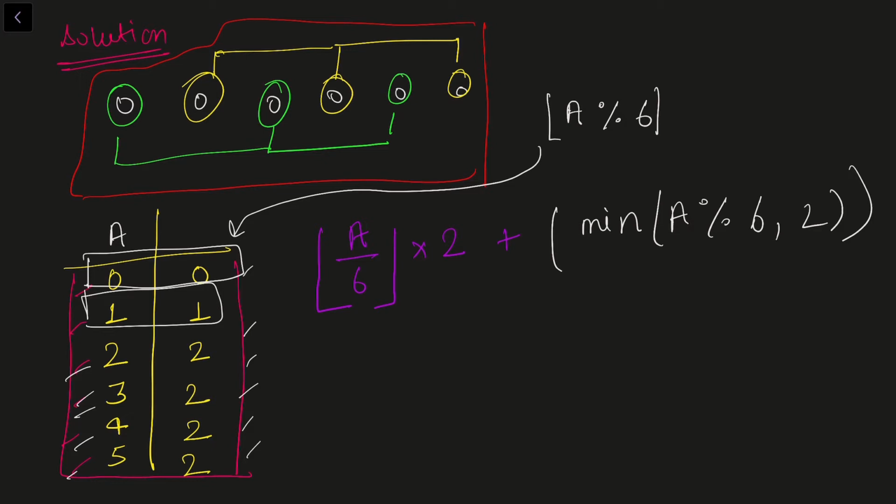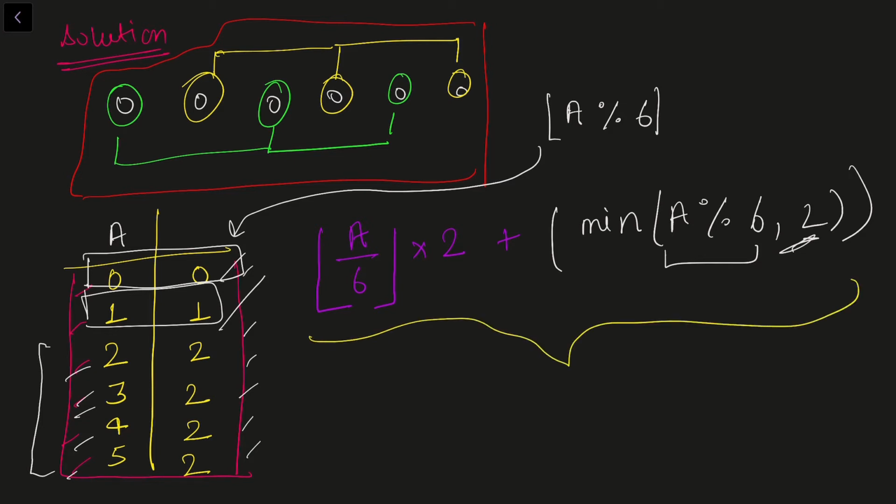Why so? Because if A mod 6 is 0, we need to return 0. If A mod 6 is 1, we need to return 1. And otherwise, whatever value we have here, A mod 6 can be 2, 3, 4, 5, then we need to return 2. So we just do minimum of A mod 6 comma 2. So this formula here is our final answer.